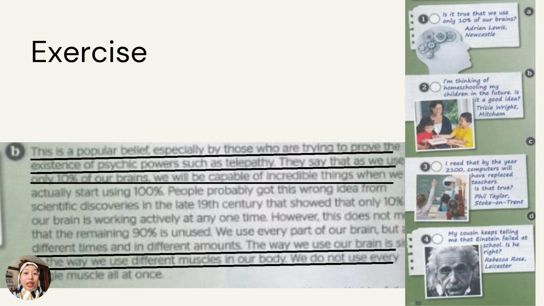So we are talking about brain here, and then we got percentage there. We do not know what the percentage is for, but there's a percentage. So we got percentage and also brain. And then we jump to the options. "Is it true that we use only 10% of our brain?" We got percentage and brain. Ta-da! The answer is number 1.